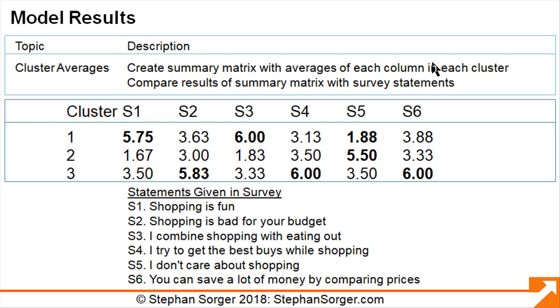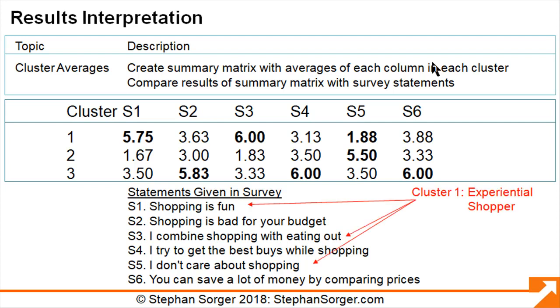We also remind the audience of the statements so that they can connect the dots, from the averages for each statement to the actual statements themselves. With the model results completed, we now interpret the results in the Results Interpretation section. In our case, we notice that cluster 1 contains 3 unusually high or low values for statements 1, 3, and 5. When we examine the corresponding statements, we interpret those unusual values as indicating that cluster 1 represents experiential shoppers.